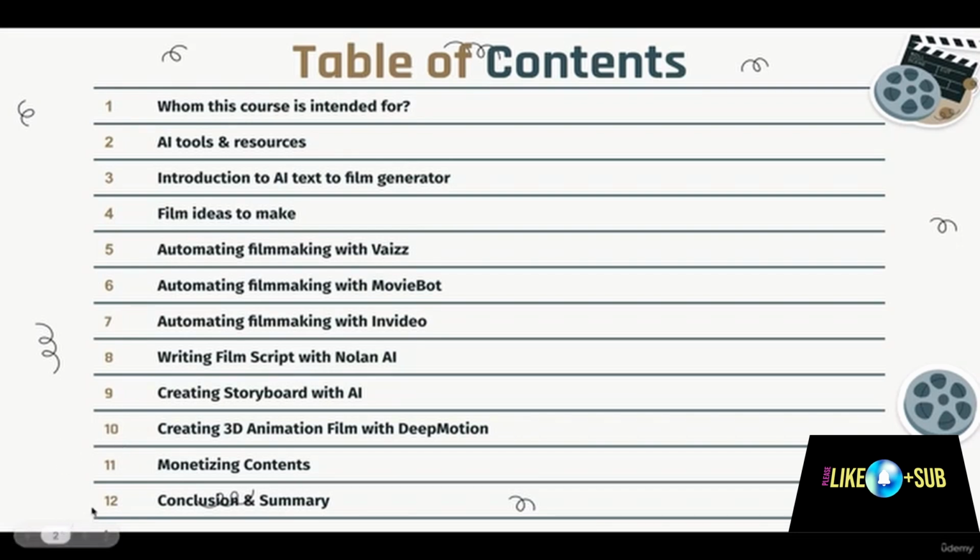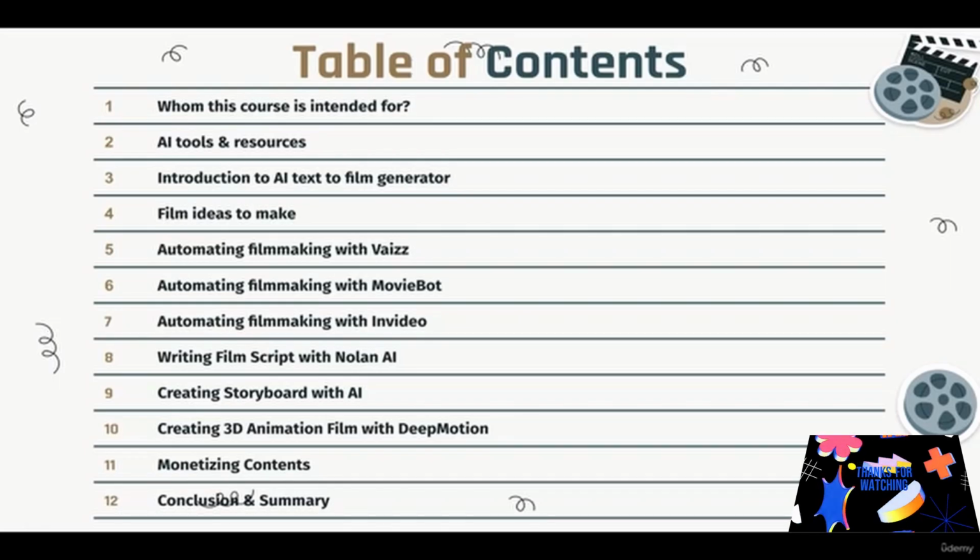Let's move on to the next one here, chapter 12, which is the last chapter, conclusion and summary. So here in this chapter, I'm going to summarize all the things that we learned in this course, and I'm also going to share a few tips and tricks on how to take all these skills and knowledge about AI text to film generation to the next level, right? Maybe you want to create your own film, maybe you want to start your own film agency, or maybe you want to level up your content creation, right? So yeah, those are the things that we're going to learn in this course.